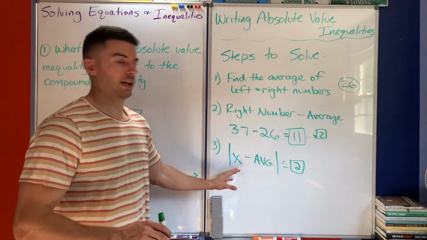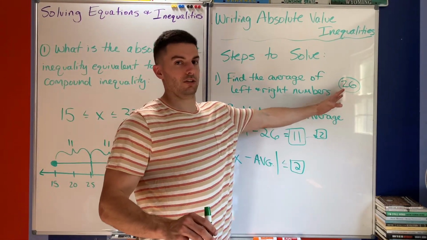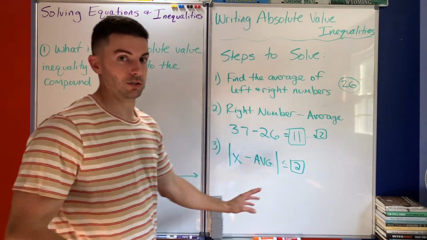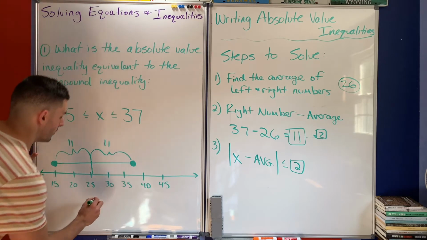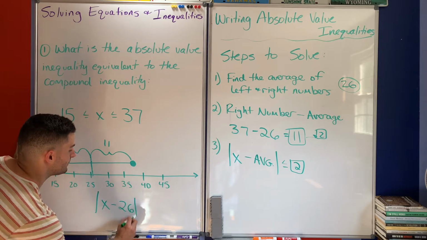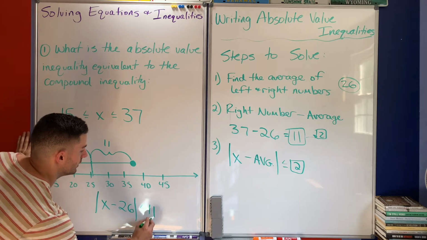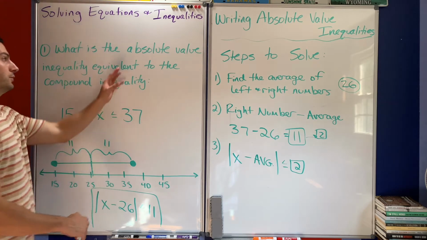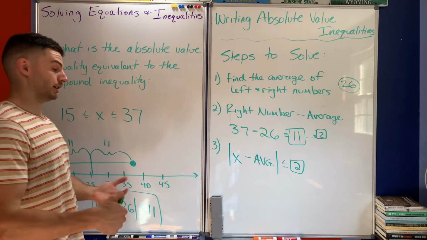So it's the absolute value of x minus your average number that you found in step 1 is less than or equal to the number you found in step 2. So putting that together here, that would be absolute value of x minus 26 is less than or equal to 11. Okay, so that would be my absolute value inequality. So I'm done with the problem.